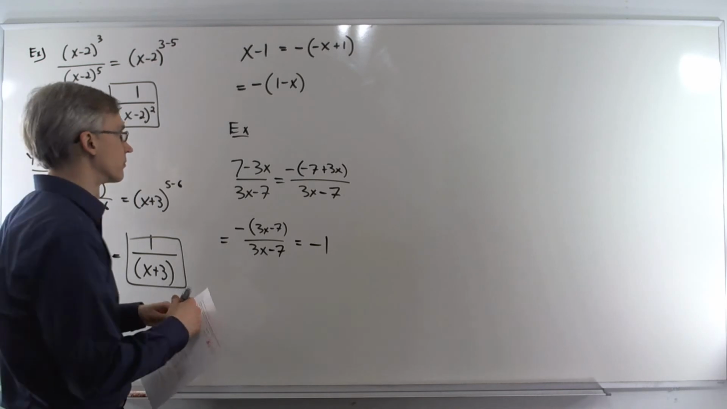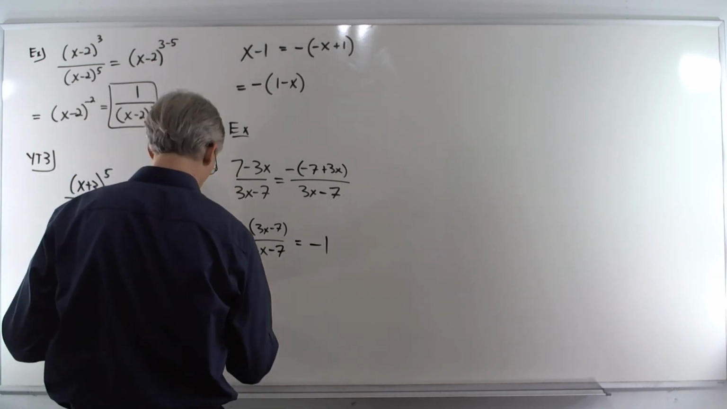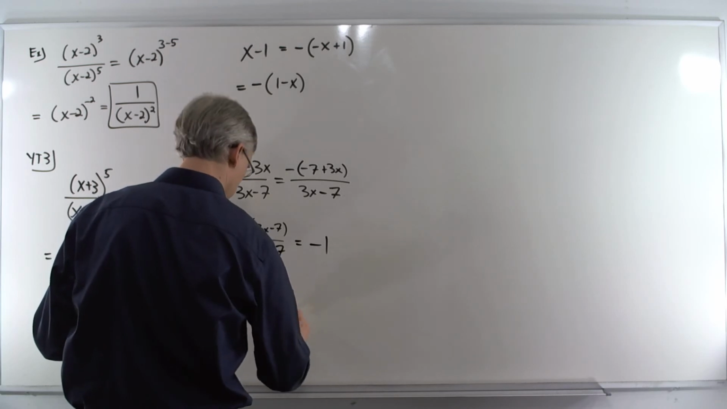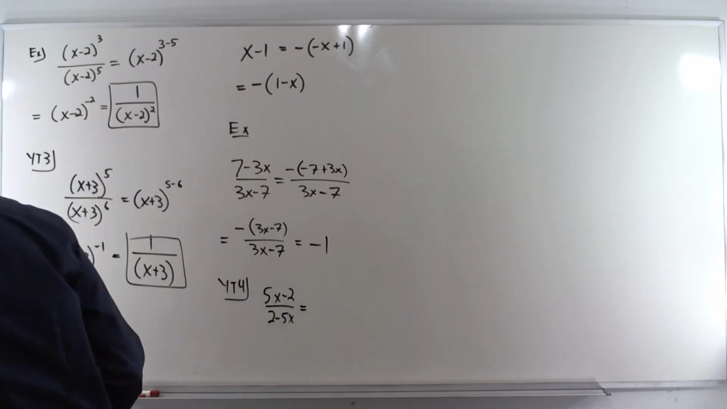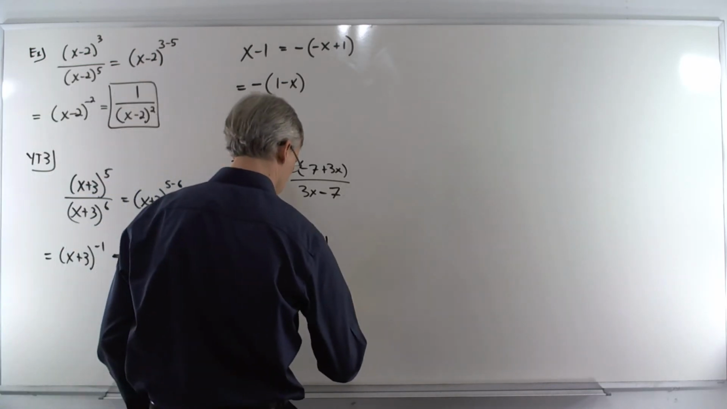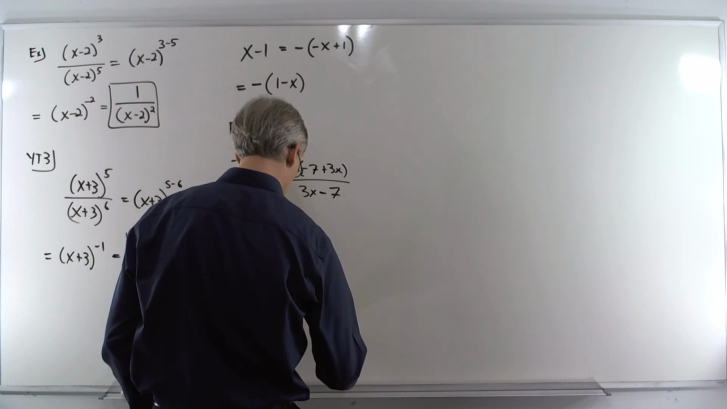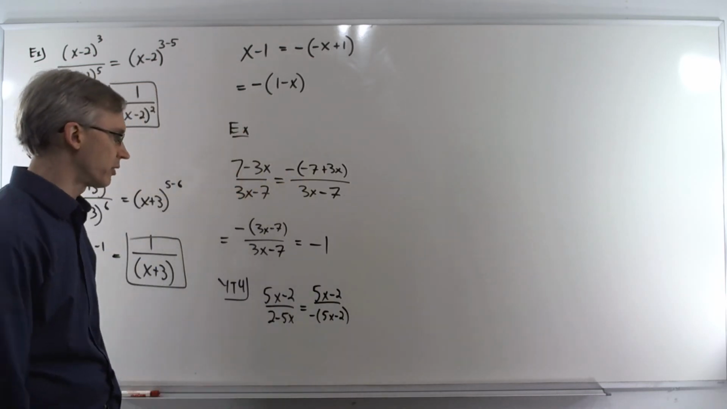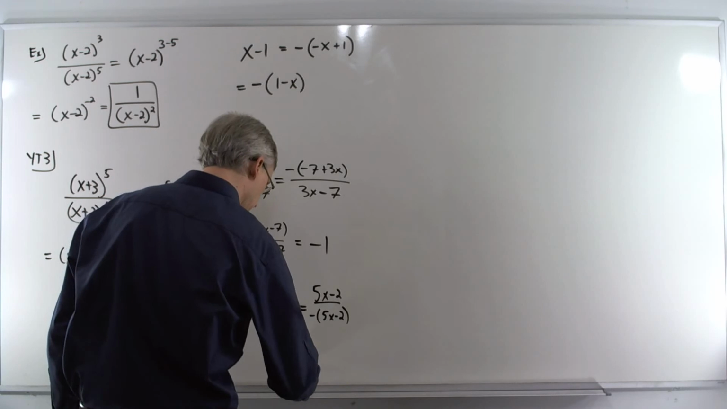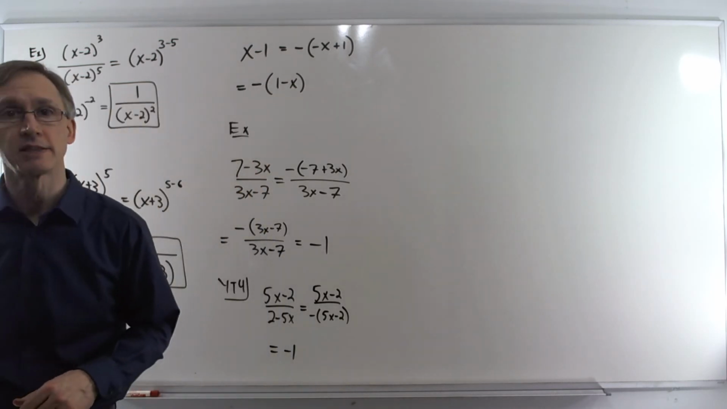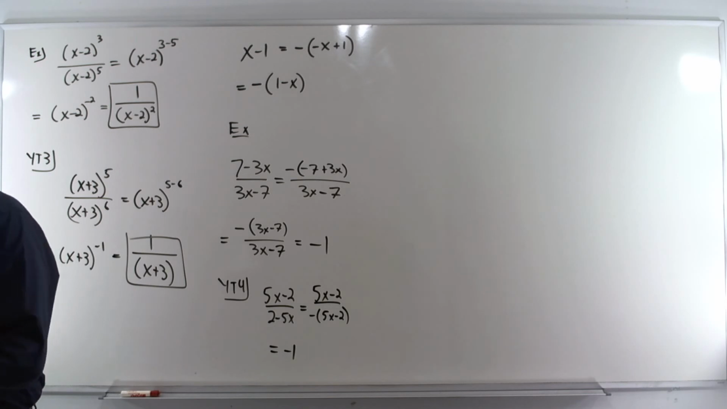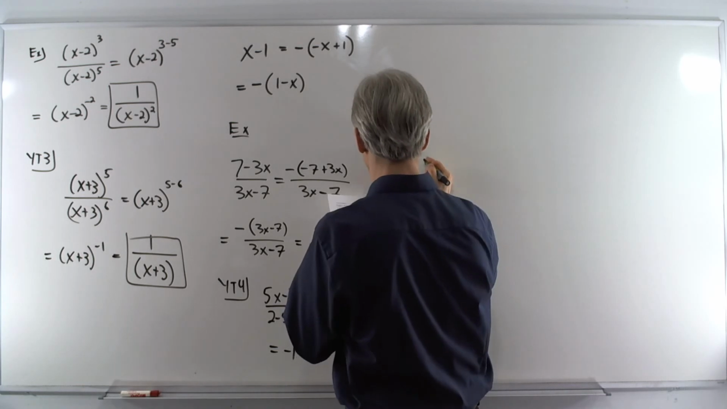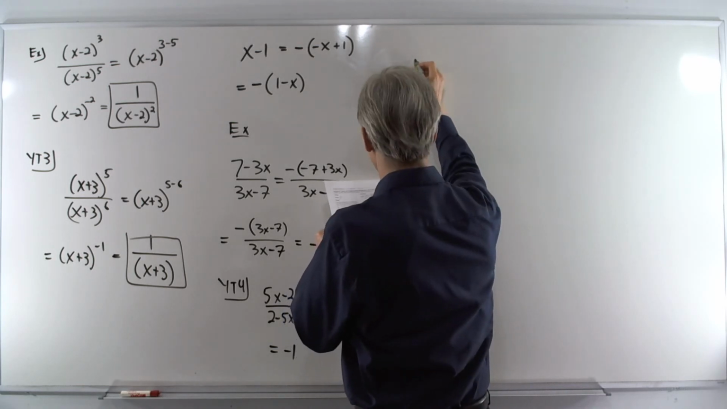Your turn, number 4. All right, so I factored out my -1, cutting out a step there. Binomials cancel, we get -1. Now we're going to look at a little bit more complex expression.